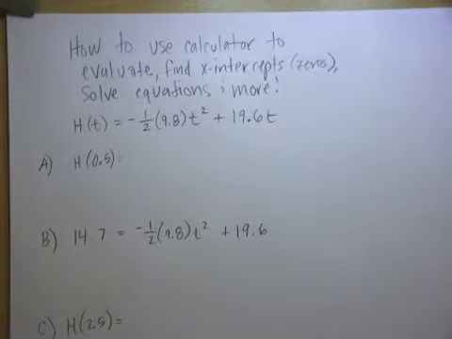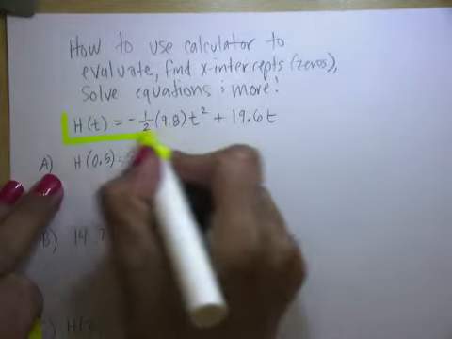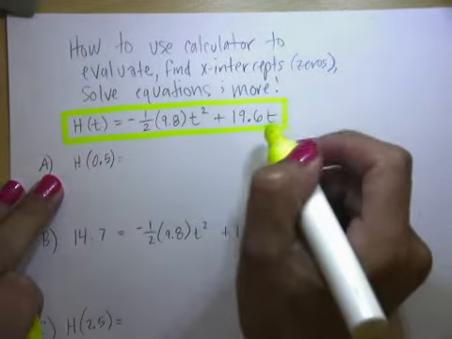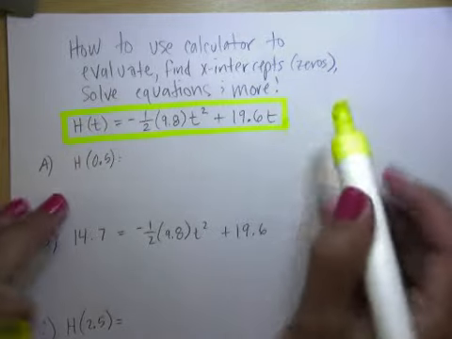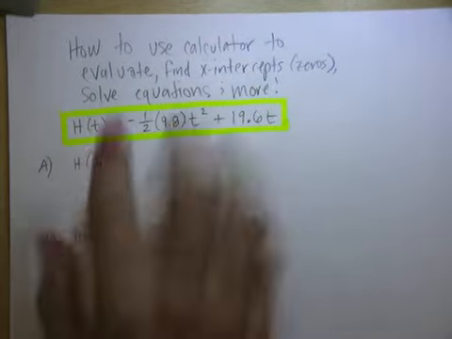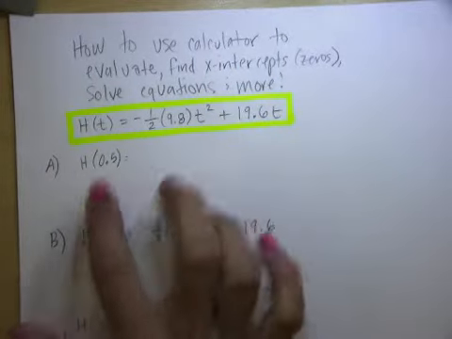So at the top of my page, I've written the function that we came up with. After we read the problem, we were able to identify our initial velocity, our initial height, and the force of gravity. So the only thing I left out was the +0, assuming that the object was hit from the ground. So in this case, we could do all of this by hand, but I'm going to show you how to use the calculator to evaluate these parts.